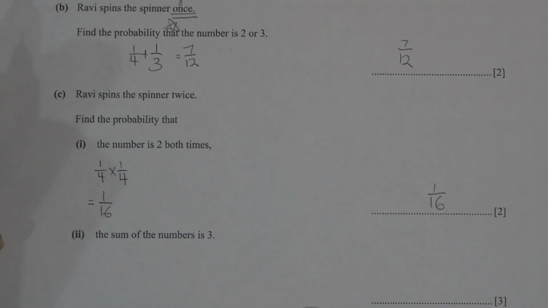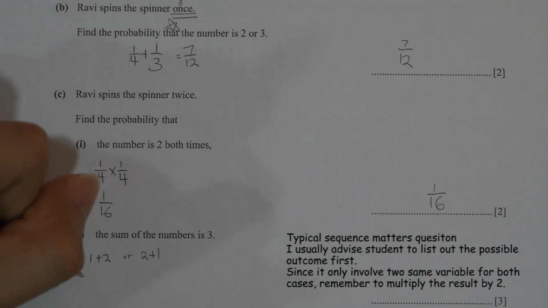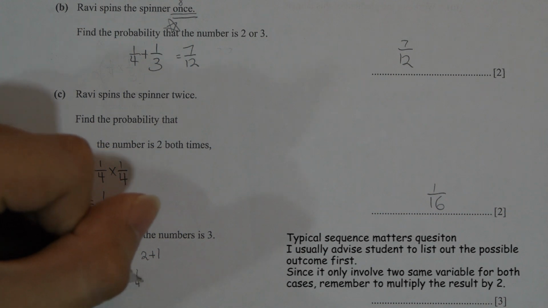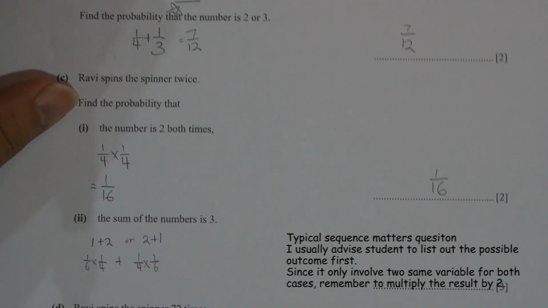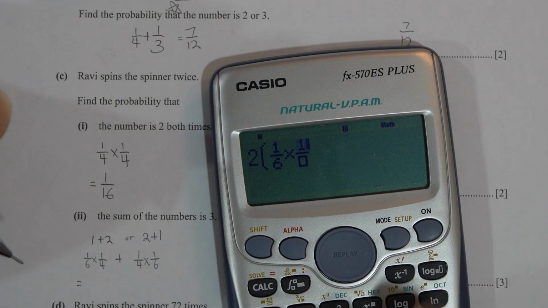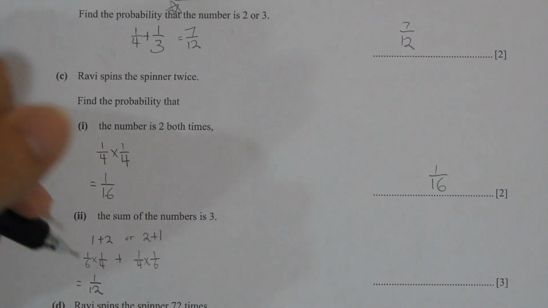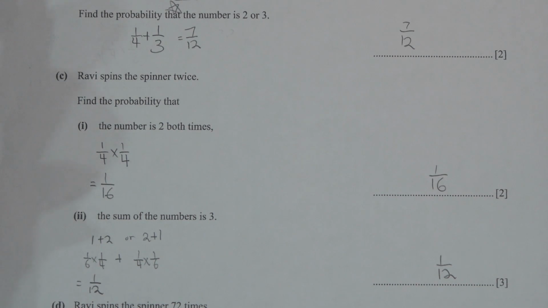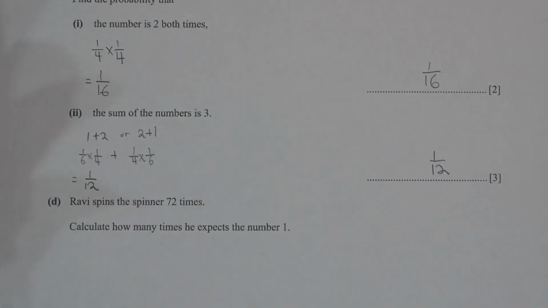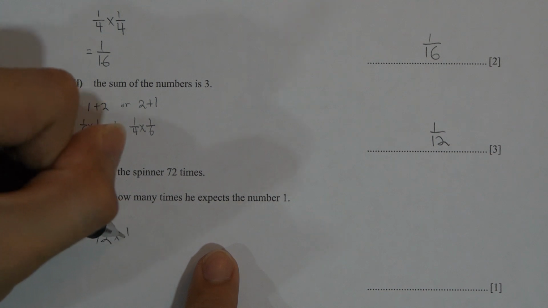Whereby for part 2, the sum of the numbers is 3. So remember that I mentioned before, sequence matters. So it can be 1 plus 2 or 2 plus 1. Okay, so you're required to multiply the 1 over 4 times 1 over 6 by 2. Whereby for the last one, just take 72 multiplied by the probability of getting 1 to get the final answer.